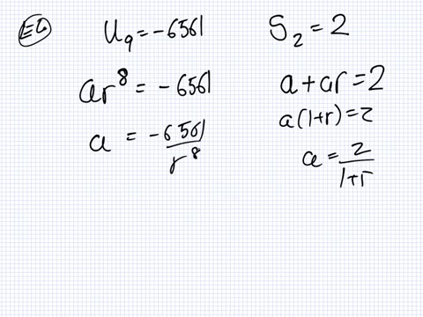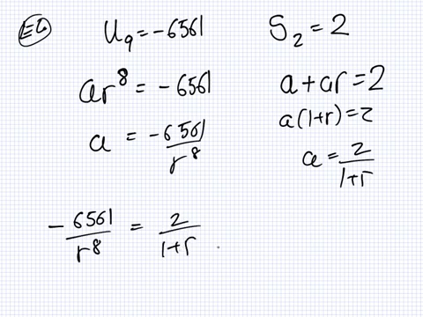And you don't have to really substitute. You could actually just say they're both equal here. So now we get minus 6561 over r^8 equals 2 over 1 plus r. Or you can say minus 6561 over 2 equals r^8 over 1 plus r. Now I'll just give you a minute to write that down because the next part I'm going to find the r. So I want your full attention then.